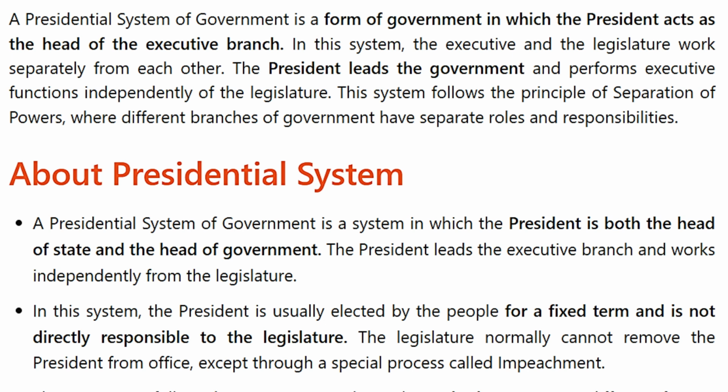About the presidential system. A presidential system of government is a system in which the president is both the head of state and head of government. The president leads the executive branch and works independently from the legislature. In this system, the president is usually elected by the people for a fixed term and is not directly responsible to the legislature. The legislature normally cannot remove the president from office except through a special process called impeachment.